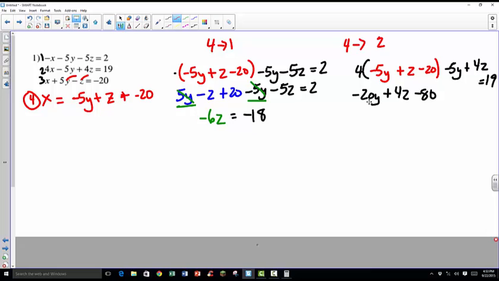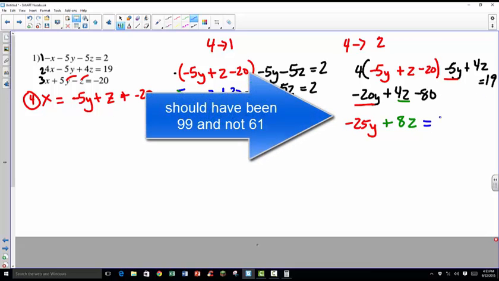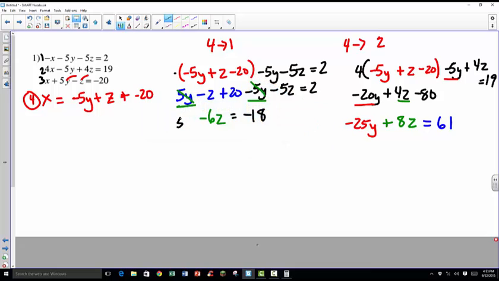All right, let's see what we have left here. I have a negative 20y and a negative 5y, so we can put those together and get negative 25y. I have a 4z and a 4z, so I can put those together and get 8z. And I have this negative 80 that I want to move over to the other side. If I move that over by adding the 80, it gives me 61. All right, let's call this equation 5.